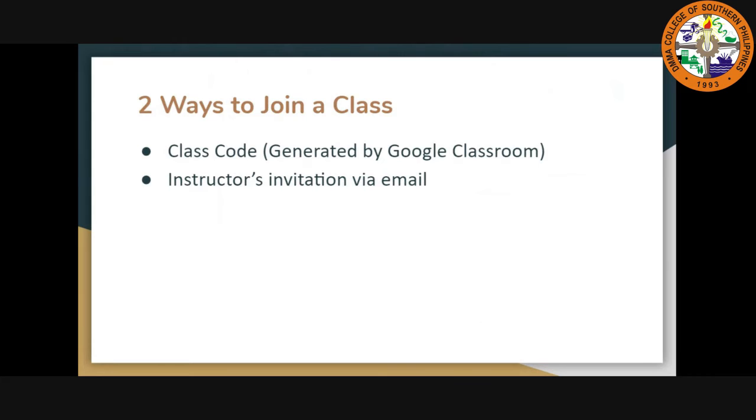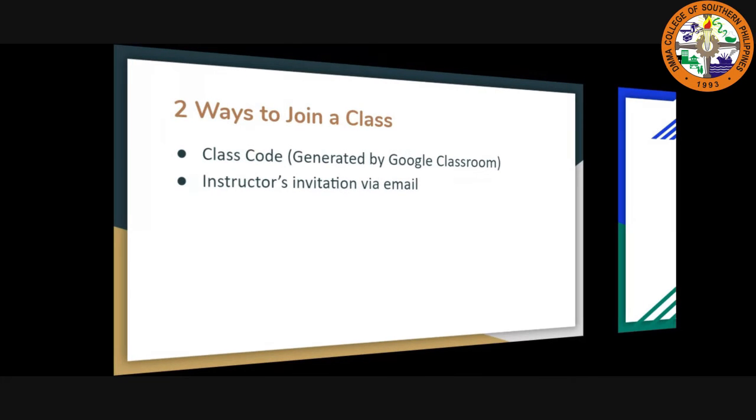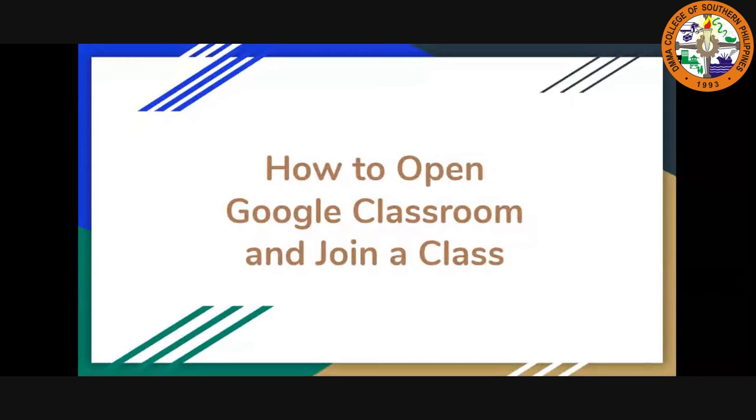These are the two ways when joining a class. Using the class code that will be provided to students from their instructors. This is the class code that is generated by Google Classroom and not the class code used during enrollment. Another way is by invitation through email from the instructors. Instructor sends the invitation and the student opens their email and accepts the invitation by clicking the join button. At this point, I will show you, this is for the student, on how to open Google Classroom and join a class.